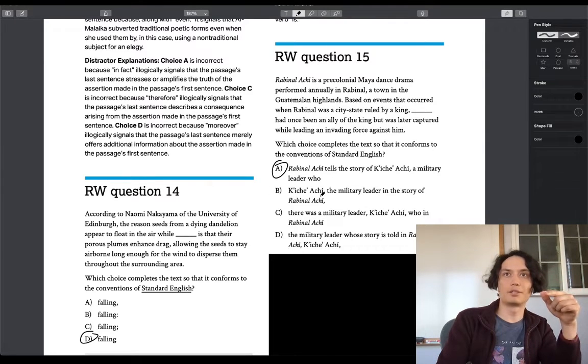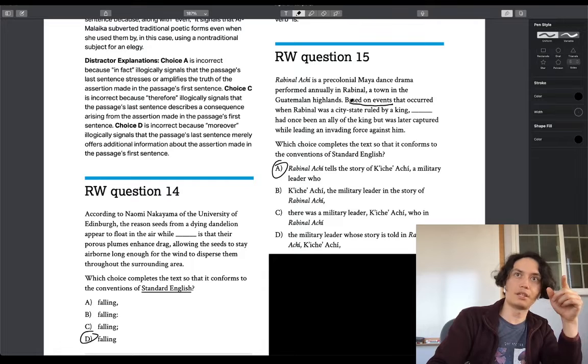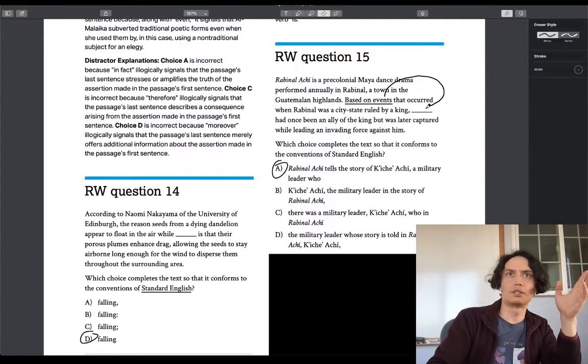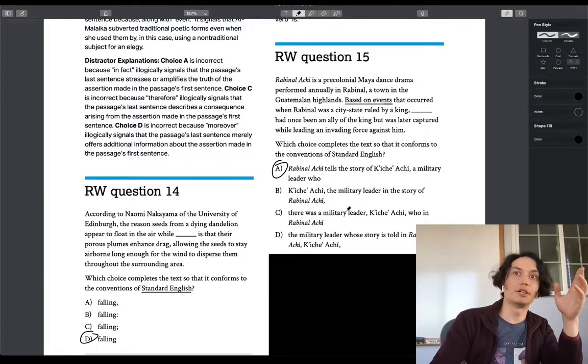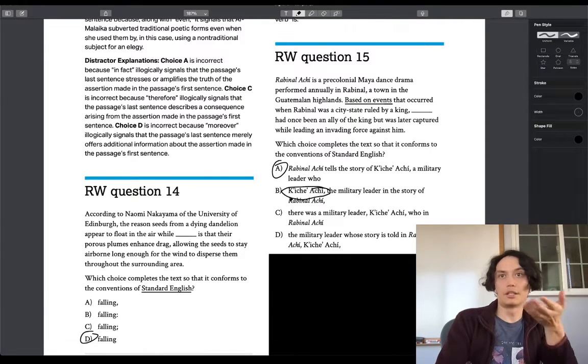This is a modifier placement question. Based on events that occurred when Rabanal was a city-state ruled by a king, the thing that was based on events that occurred needs to be the play or the dance drama. It needs to be the thing, Rabban al-Achi. It can't be something else, like in B, this dude, who is not based on events. It's not like this dude was based on events that occurred, and that's why it's wrong.